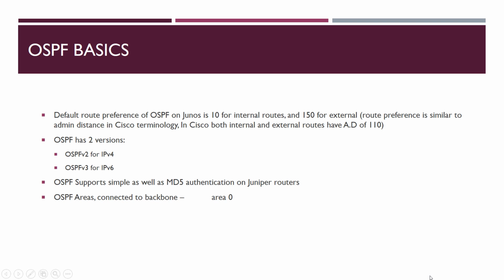The default route preference of OSPF in Junos is 10 for internal routes and 150 for external routes. Route preference is similar to the concept of administrative distance in Cisco terminology. In Cisco, both internal and external routes have admin distance of 110, as you know. The admin distance is used to select the route to a destination if there are more than one routes available from more than one protocols. So OSPF routes get a preference of 10 in Junos for internal routes and 150 for the external routes.